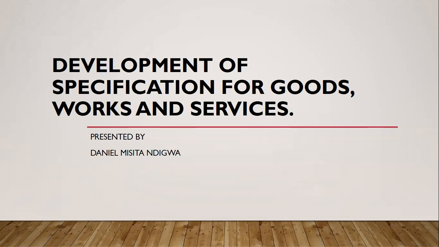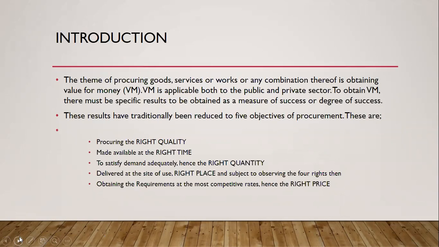So by the end of this lesson, you will be able to understand some of the critical areas in specification of goods, works, and services. So the team is procuring goods, works, and services, or any combination thereof, in obtaining value for money. Remember, when you are specifying goods, you need to get value for your money. Value for money is applicable both in the public sector and the private sector.